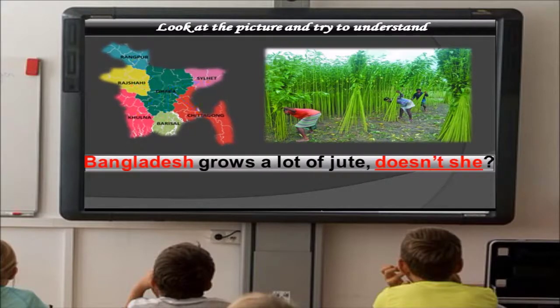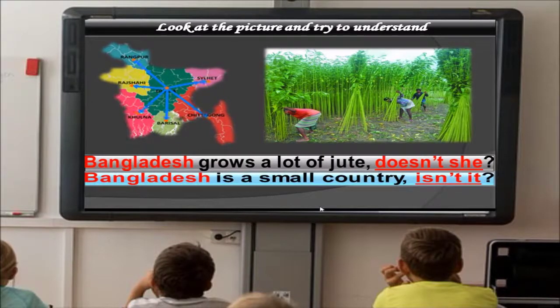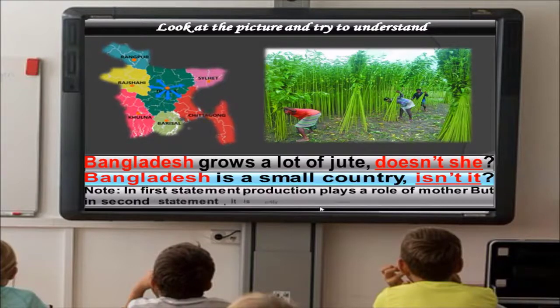Look at the picture and try to understand. Bangladesh grows a lot of jute, doesn't she? Second sentence, Bangladesh is a small country, isn't it? Note. The first statement production plays a role of mother, but in second statement it is only a description of Bangladesh. Do you understand?